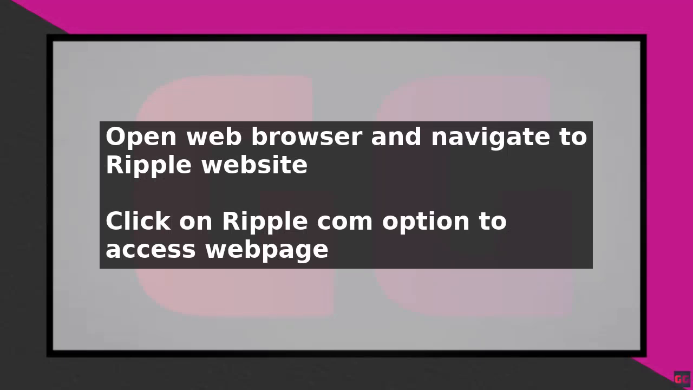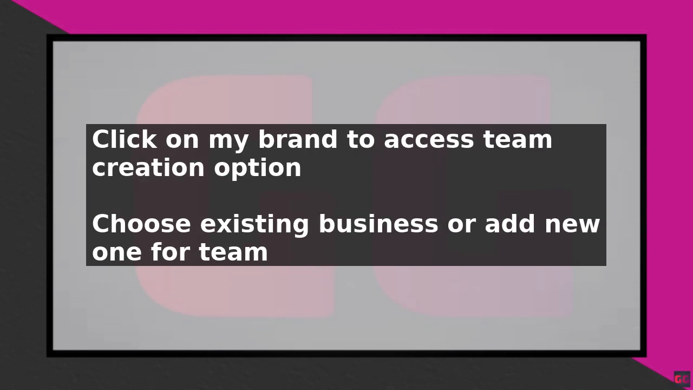To create a team in Ripl, start by opening your web browser and typing in Ripl. Then click on the Ripl.com option that appears. This will take you to the Ripl webpage, where you'll see various icons and options, including Home, My Post, My Brand, and My Account, as well as a search bar, gift icon, and help center icon.